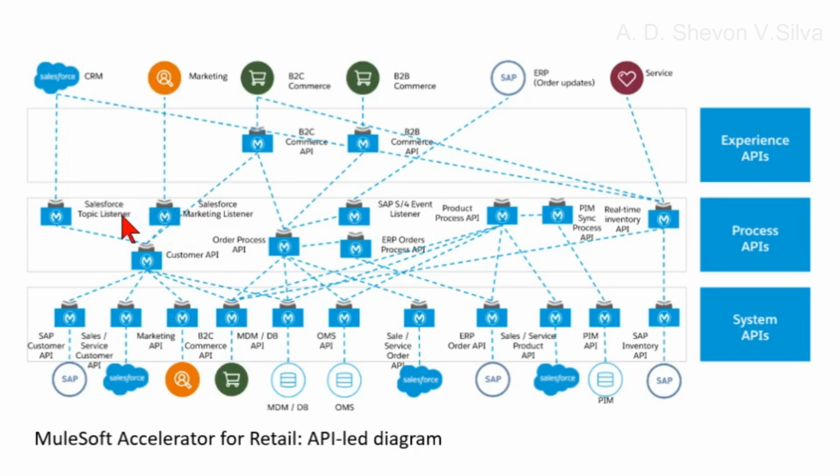Salesforce Accelerator Salesforce topic listener. The Salesforce topic listener application supports the following functionality: listens for case events from Salesforce push topic, converts event payloads to CIM and publishes it to Anypoint MQ. Listens for customer person account and account events from Salesforce push topic, converts the event payloads to CIM and publishes it to Anypoint MQ.